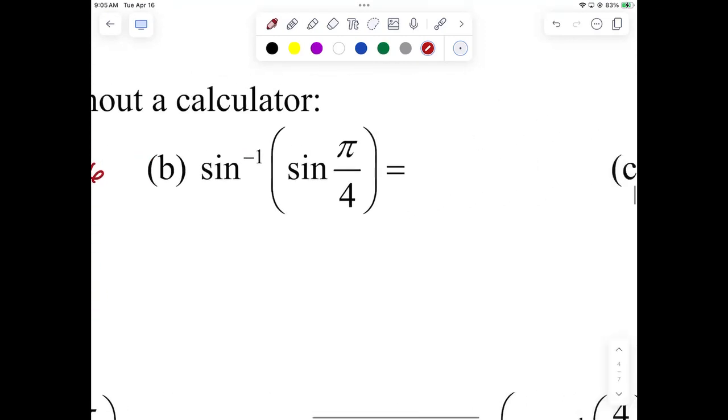Look at B, though. B, we're starting with the inside with an angle. And you do notice, by the way, that you're doing the inverse sine of sine. So once again, these are inverses of each other.